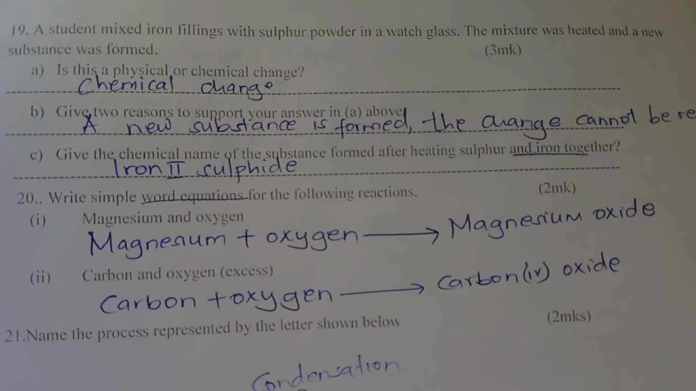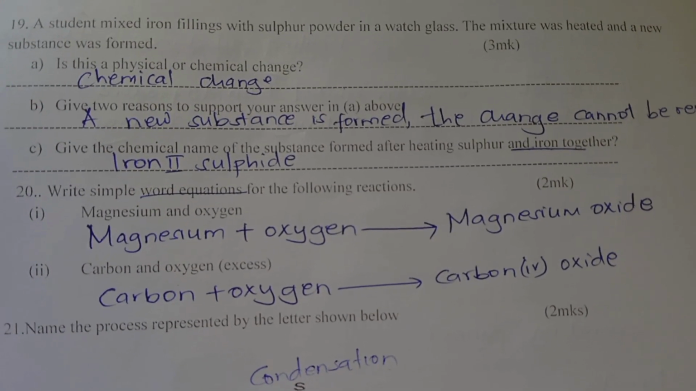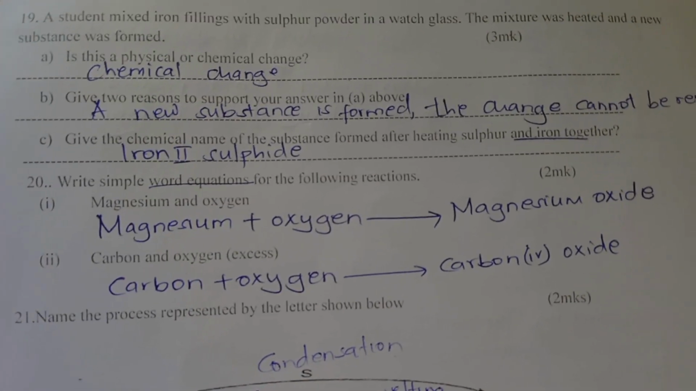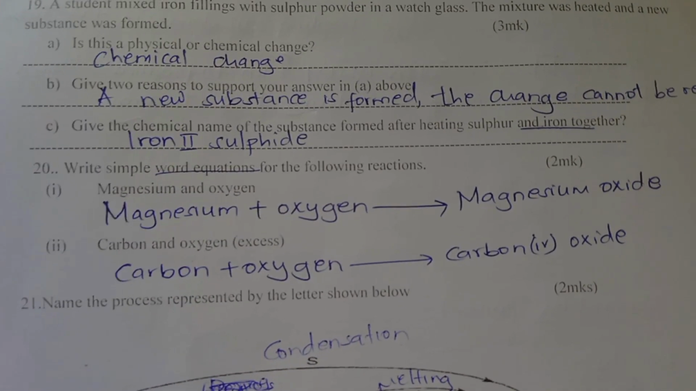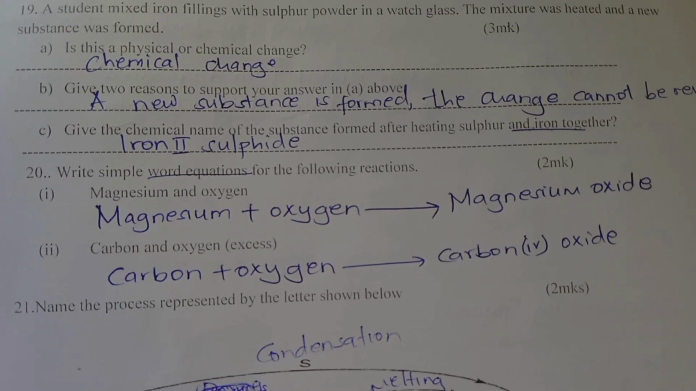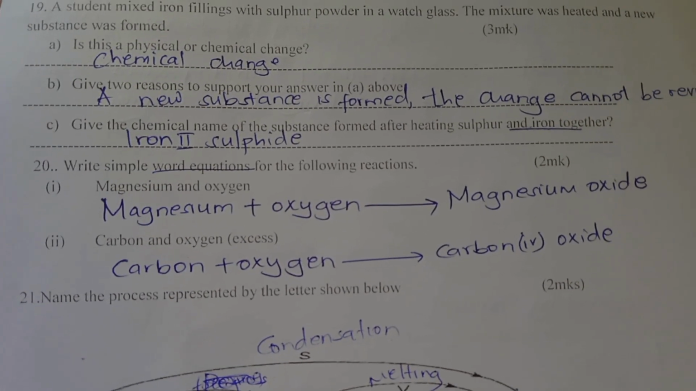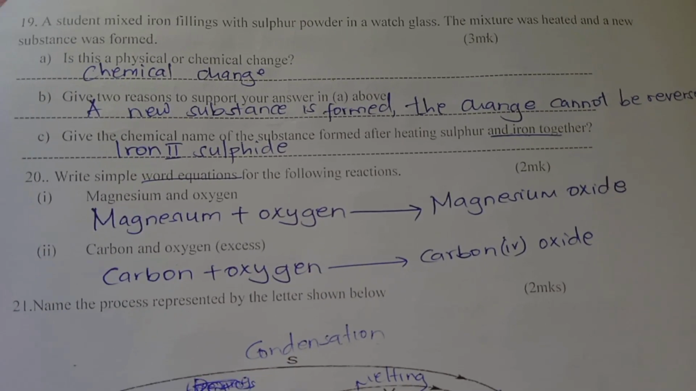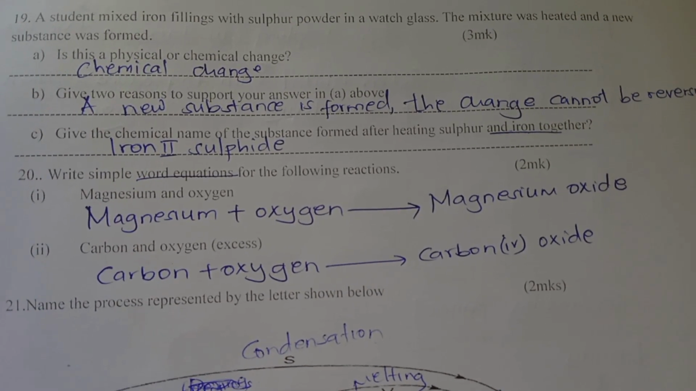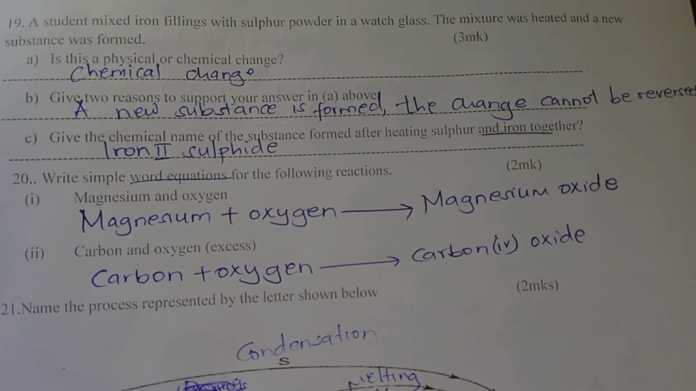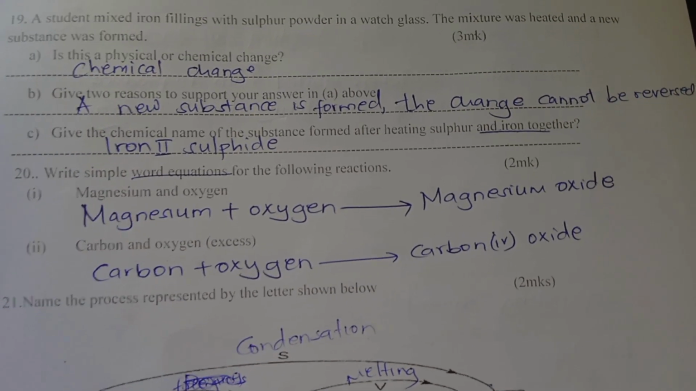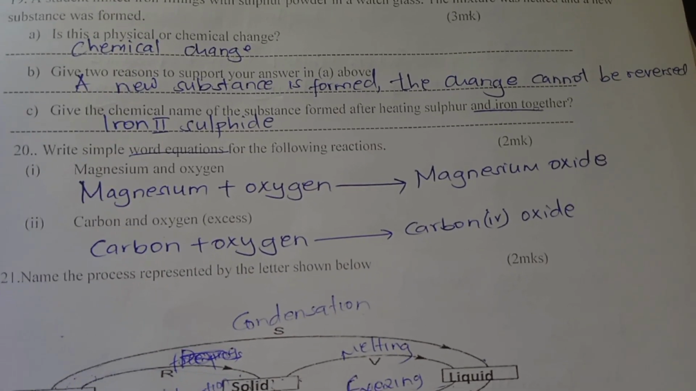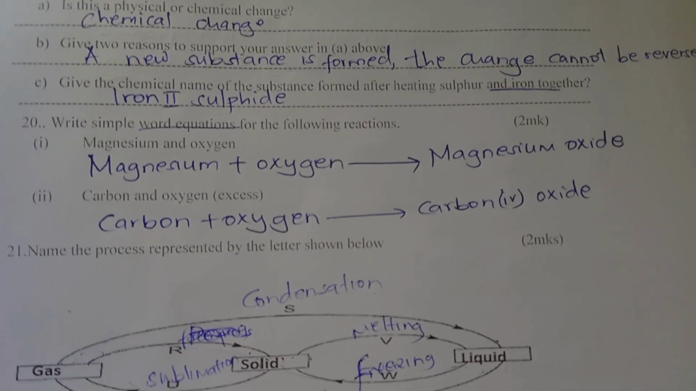A student mixed iron filings and sulfur in a watch glass. The mixture was heated and a new substance formed. Is this a chemical or physical change? It's a chemical change. The reason: a new substance is formed and the change cannot be reversed. So after heating the iron filings and sulfur mixture, you cannot go back to iron or sulfur. That's why we say it's a chemical change.